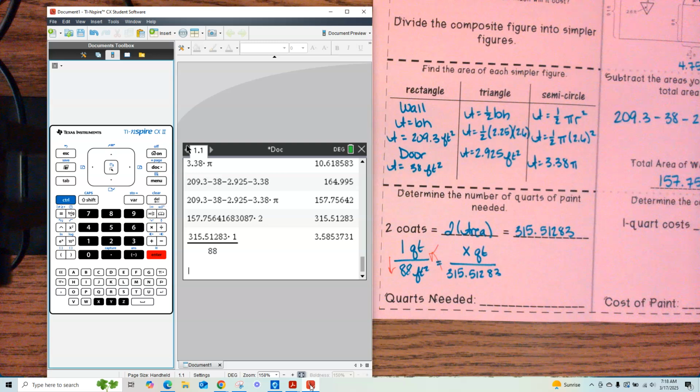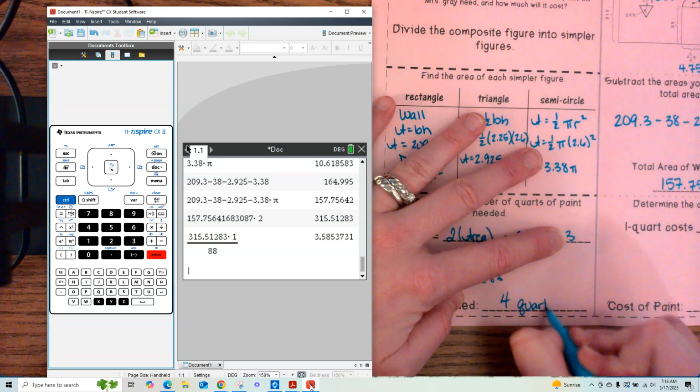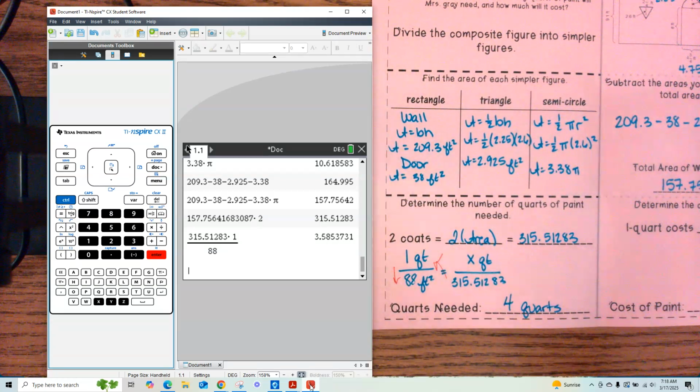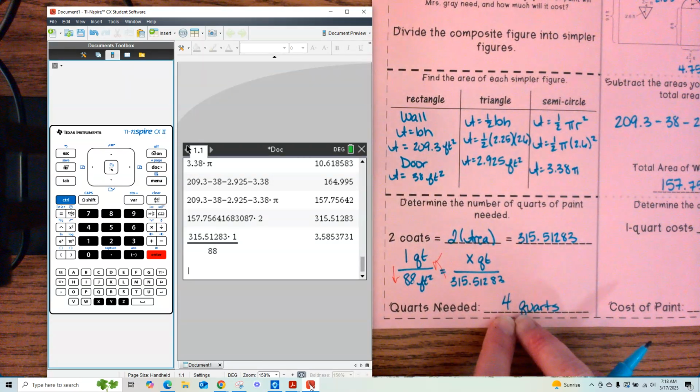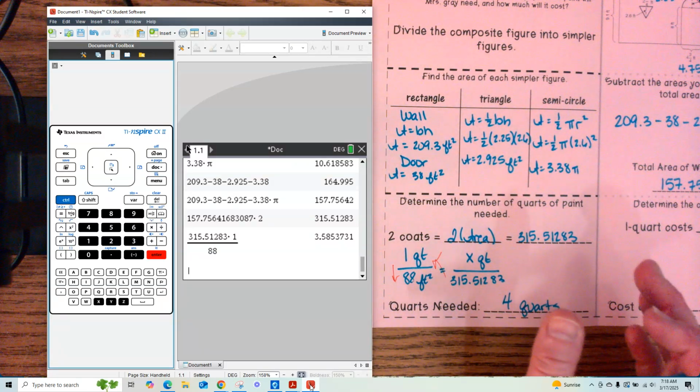Okay, so 3.58. I can't buy 3.58 quarts. I need to round it up to 4 quarts. If it had been, say, 3.2 quarts, I still would have rounded up to 4 because you can't buy that fraction of a quart. Paint comes in quarts or gallons or whatever the story tells you.